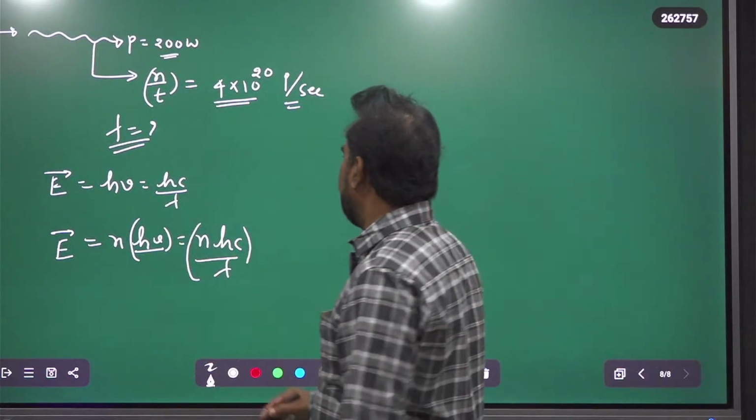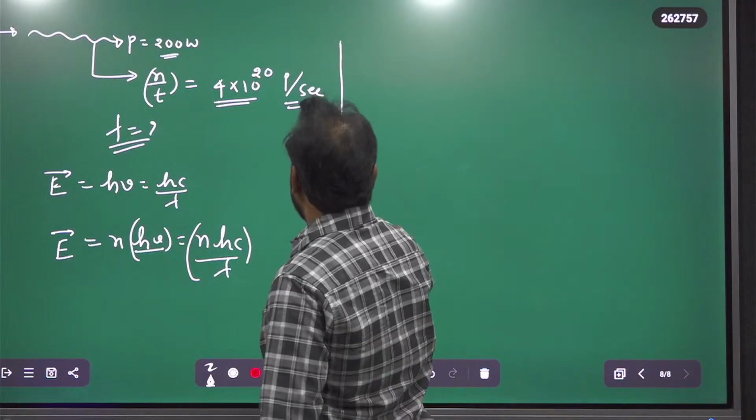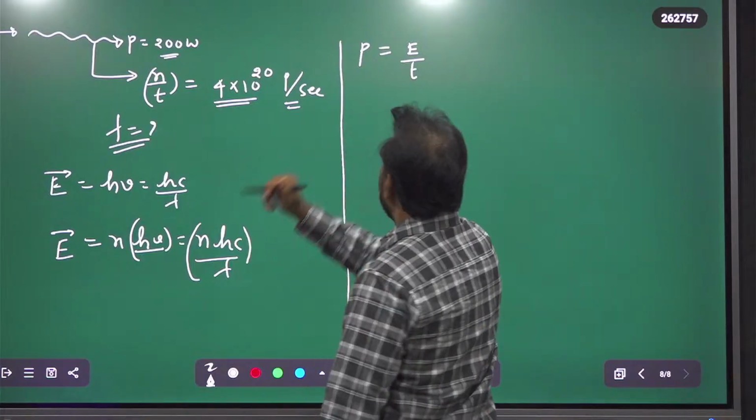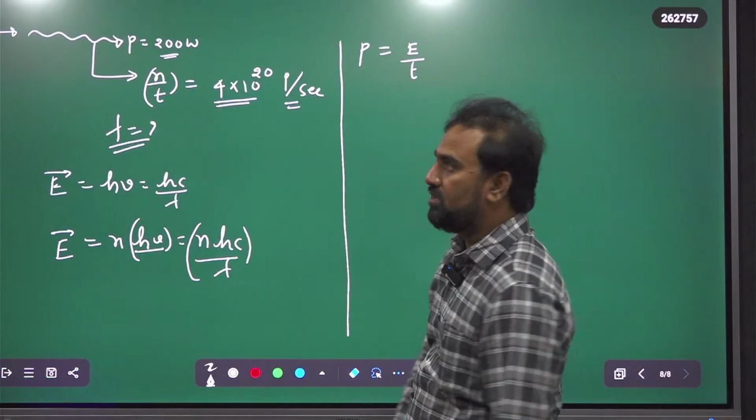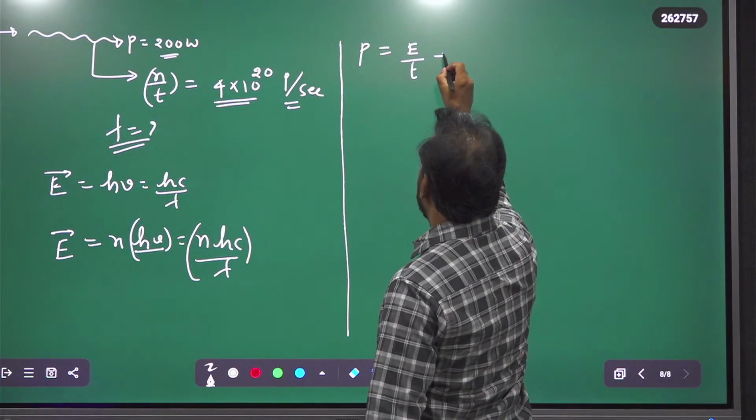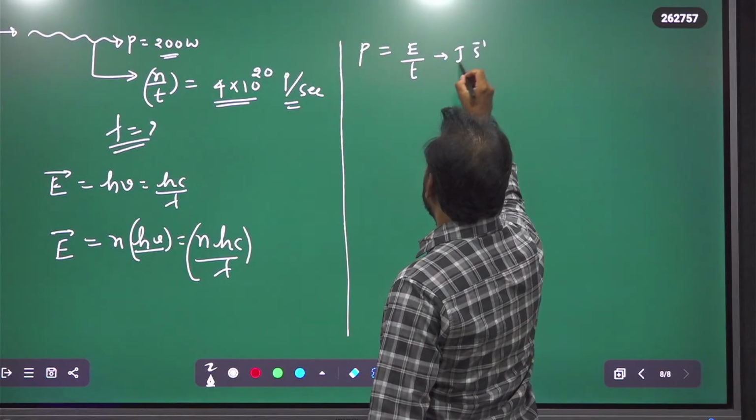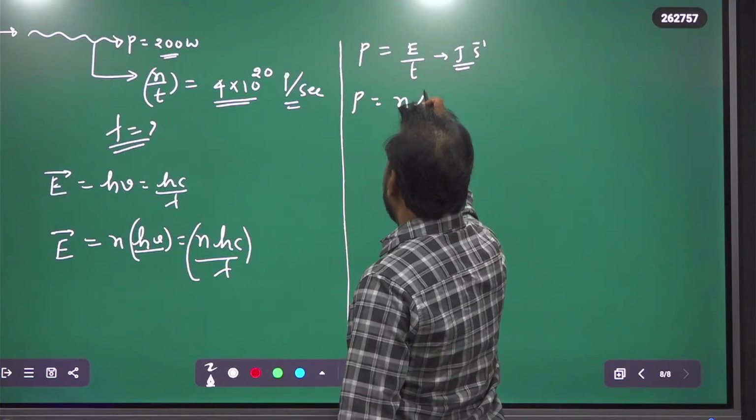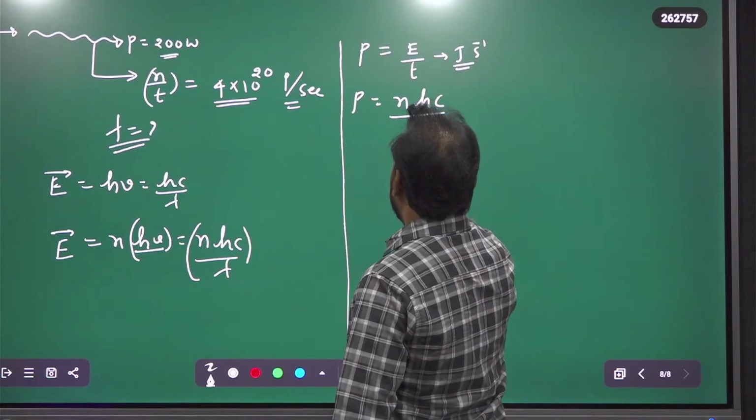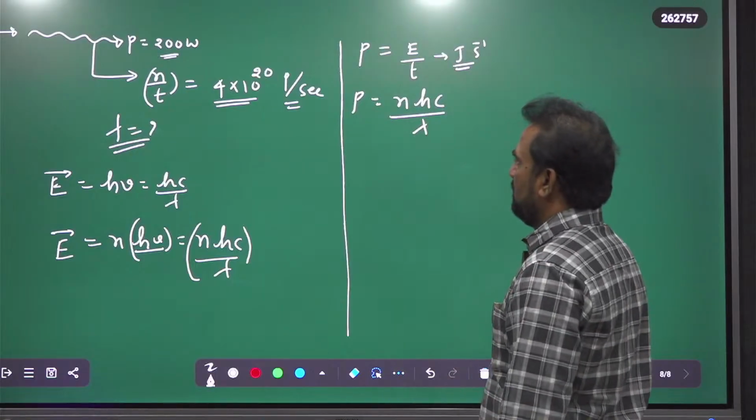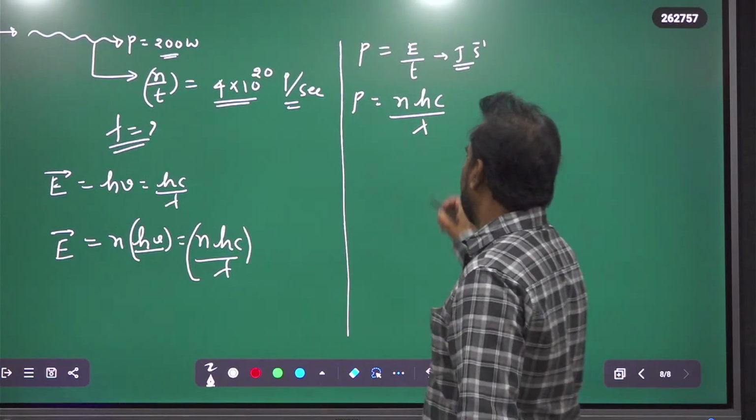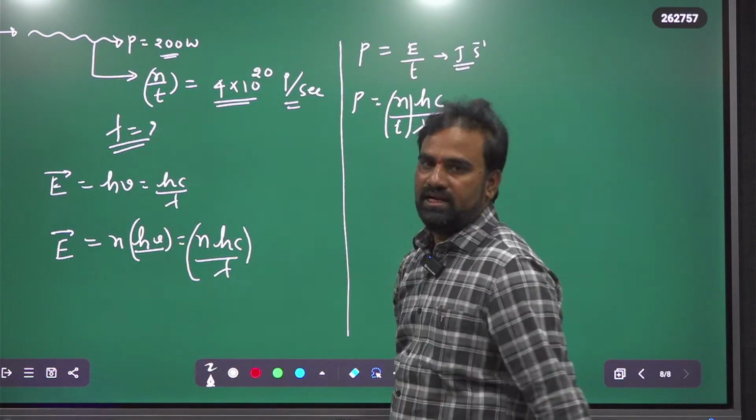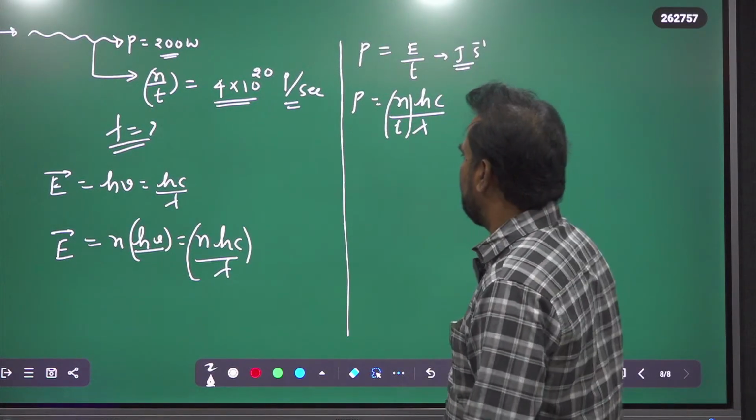So the power radiated is given by, what is the power radiated? P is equal to E upon T. Energy by time is called power. Units are joules per second. That is P is equal to N into hc upon lambda into T. Where this value was given, N by T was given, 4 into 10 to the power of 20.